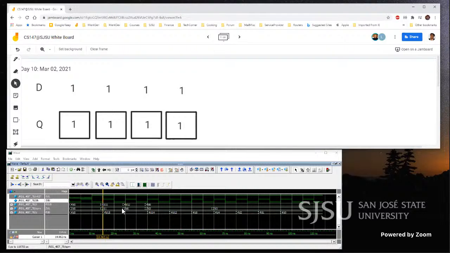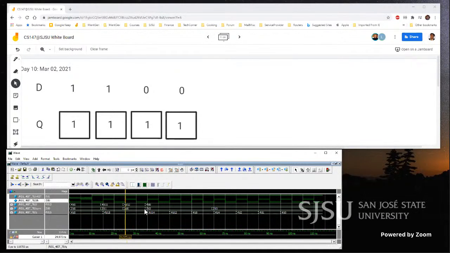Now at this time point, we changed the D value to 12, which is like this becomes 0 and this becomes 0. But we also made the operation code hold, operation code becomes 0, that means hold. So at this clock cycle, Q value did not change. Q is actually storing the previous value of 15.